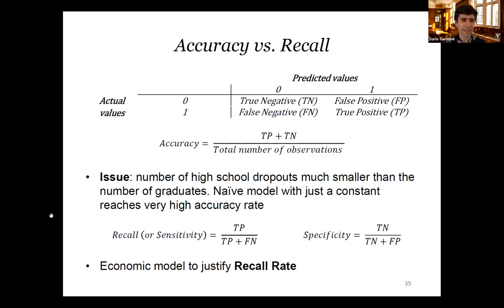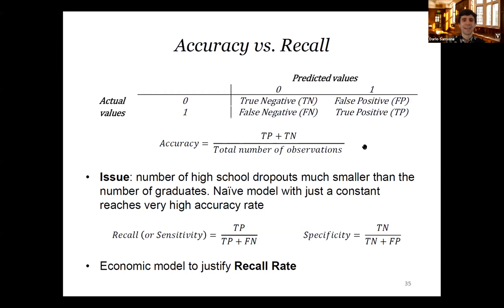If you read the computer science literature, what people usually do is maximize the accuracy rate, which is the percentage of correct predictions. That is the total number of students correctly predicted to graduate or correctly predicted to drop out, over the total number of observations. The problem here is that my data set is unbalanced.